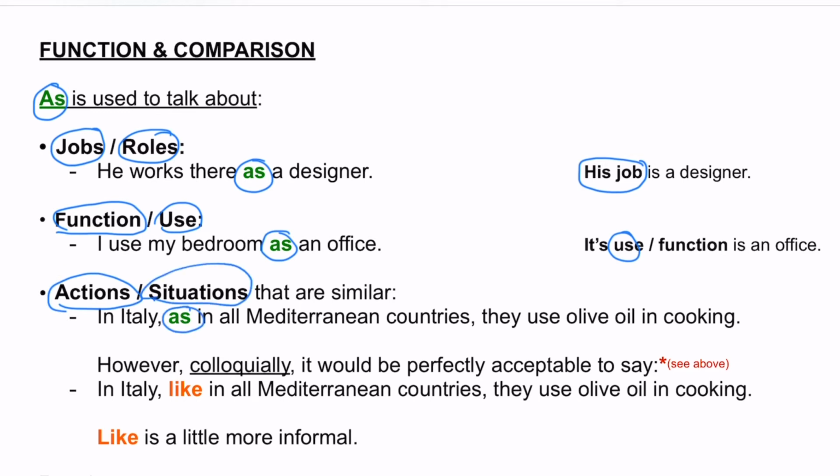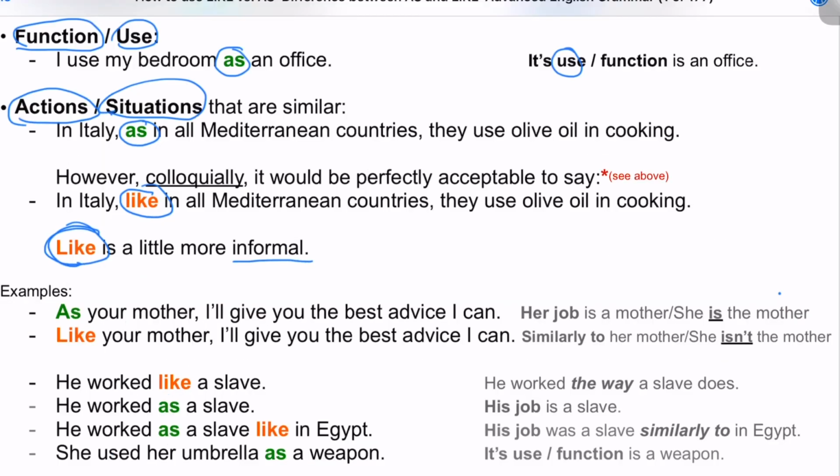It's also used to talk about actions or situations that are similar. In Italy, as in all Mediterranean countries, they use olive oil in cooking. However, colloquially, so in spoken English, it would be perfectly acceptable to say, in Italy, like in all Mediterranean countries, they use olive oil for cooking. Like is a little more informal. Here are some more examples.